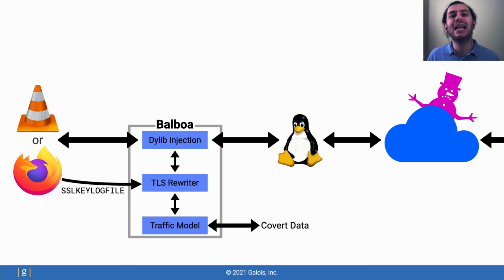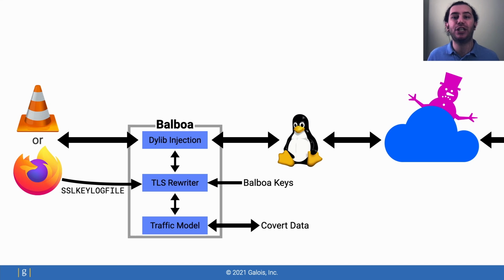Importantly, using the SSL keylog file means that Balboa does not modify the TLS handshake in order to learn the TLS keys. Sensors place heavy emphasis on the TLS handshake to try to detect censorship circumvention attempts, and Balboa is entirely immune to these attacks.